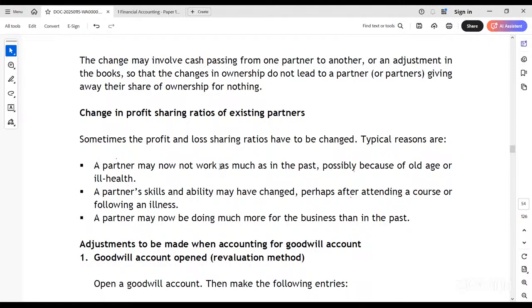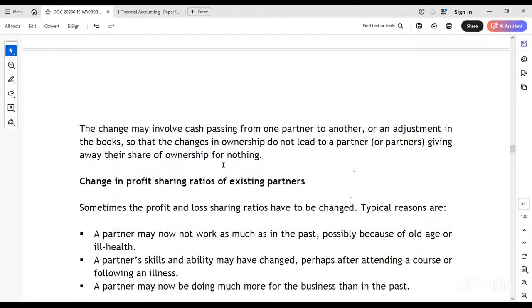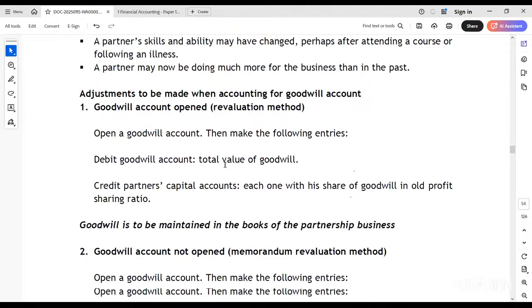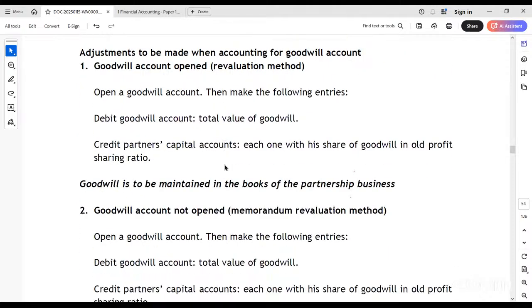Now, we have to introduce goodwill whenever we have all these changes. When the ratios are changed, when we admit a new partner, when a partner retires, you'll find that we have to introduce goodwill. We have to make some adjustments for goodwill.